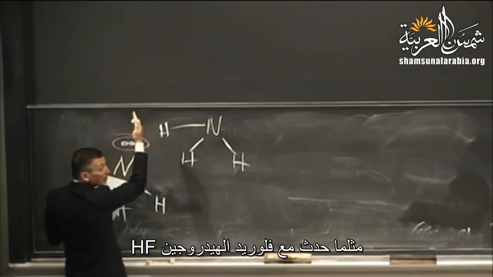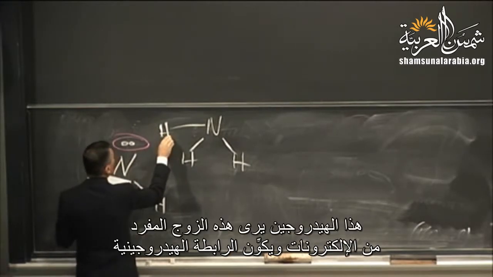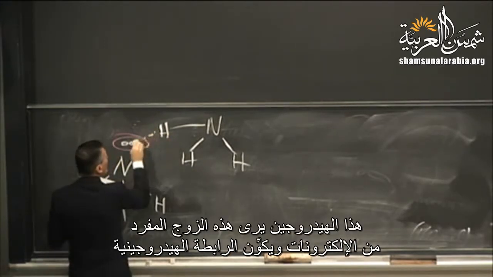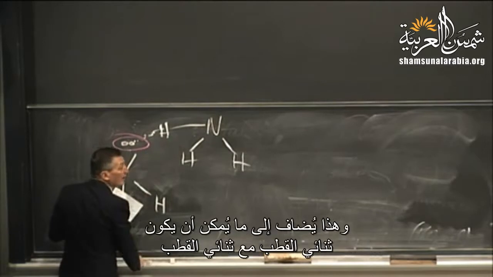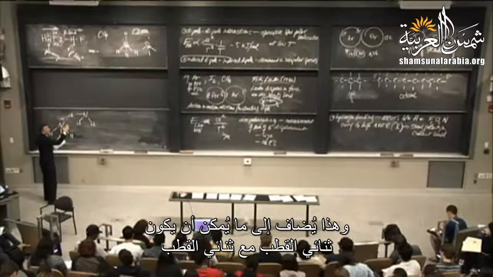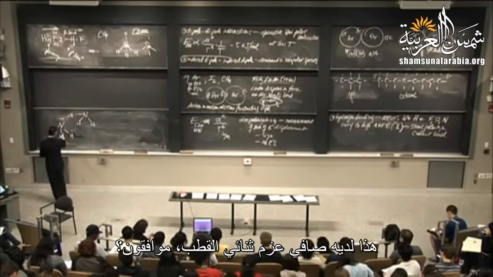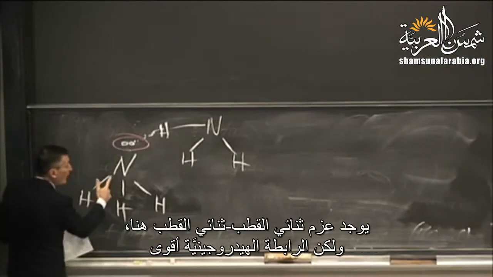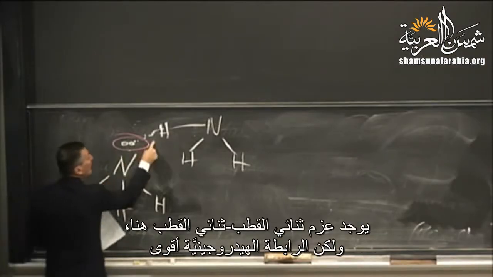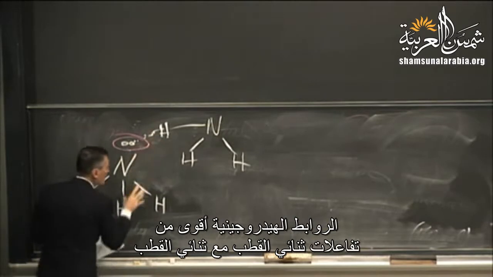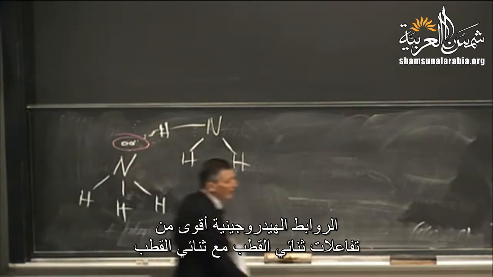Same gambit as with the hydrogen fluoride. This hydrogen sees this lone pair and establishes a hydrogen bond. And that adds to what otherwise would have been a dipole-dipole. This has a net dipole moment, agreed? So there's a dipole-dipole moment here, but this bond is even stronger. The hydrogen bond is even stronger than dipole-dipole interactions.